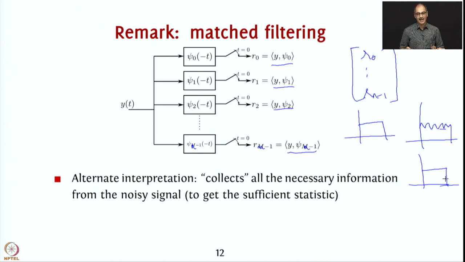So the match filter is designed to collect all the necessary information from the noisy signal to make sure that you get the sufficient statistic. That is the key intuition that you have to take away from this. So this is the concept of match filters. It's presented from different perspectives, like optimal in terms of decision making and so on, but if you look at it from the correlation perspective to recover your original symbol, that's also the same result.